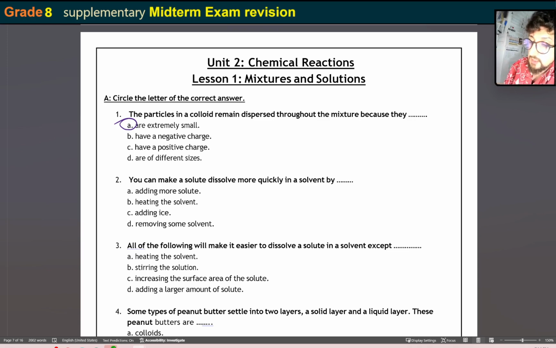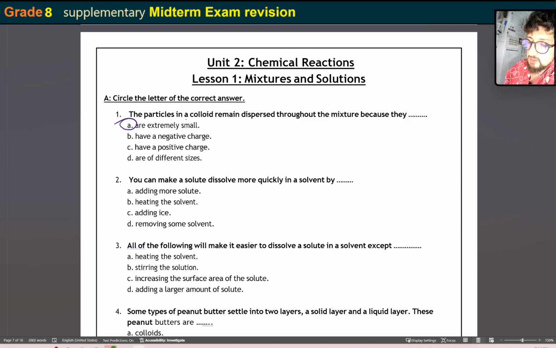But for the purpose of this exercise, colloids, like milk, have very small particles that are evenly distributed and they don't settle over time like in suspensions. Okay, so they are extremely small and that's why they are evenly distributed.